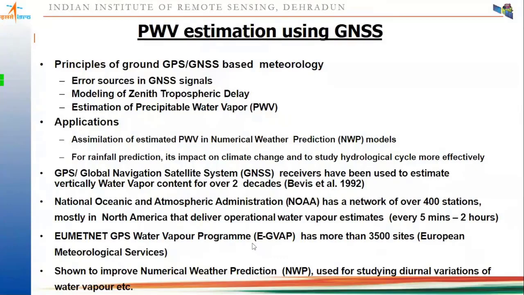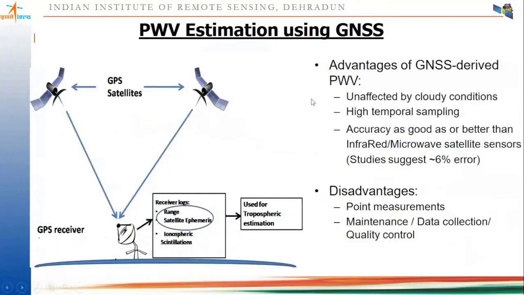Its advantage is that GNSS-derived PWV is unaffected by cloudy conditions. Because signals come continuously from the satellite to the receiver, it is not like an optical sensor, which may not have good accuracy in cloudy conditions. Here we always get the information. And we have high temporal sampling: we can get 1 second interval data or 30 second interval data, whichever way we want to fix it.